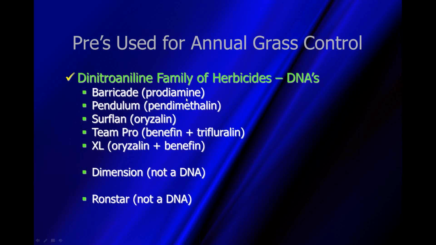Active ingredient is prodiamine. Pendulum: there are a lot of different pendimethalin products, one of them being Pendulum. And then you'll see a lot of benefin and combinations of benefin and trifluralin out there. Again, look for these active ingredients or the common names in here. Dimension and Ronstar are not dinitroanilins, but are pre-emergent herbicides used for annual grass control.